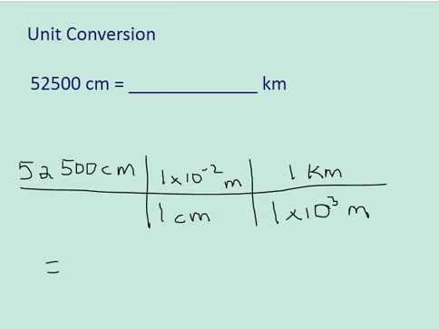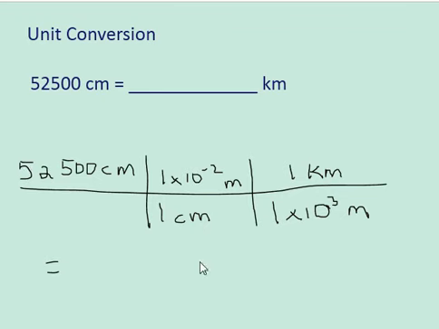Okay, so what happens if you get a conversion that you don't know a direct conversion factor for? I don't know how many centimeters there are in a kilometer as a direct conversion factor. You might. But I always go back to my base unit. I always know everything with respect to a meter. So if I know that, I can always make a path through that meter in order to do my conversion. So you can see here I have 52,500 centimeters. How many kilometers is that?